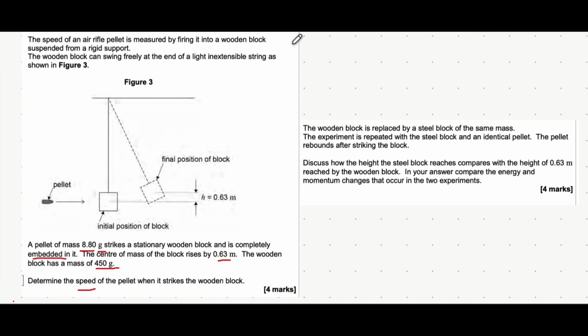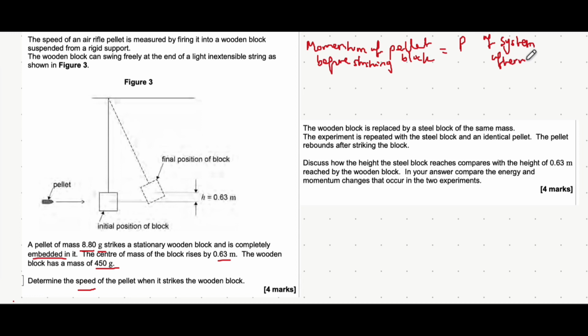We can, however, consider the momentum. We can say that the momentum of the pellet before striking the block is equal to the momentum that both the pellet and the block move up with as a system afterwards.